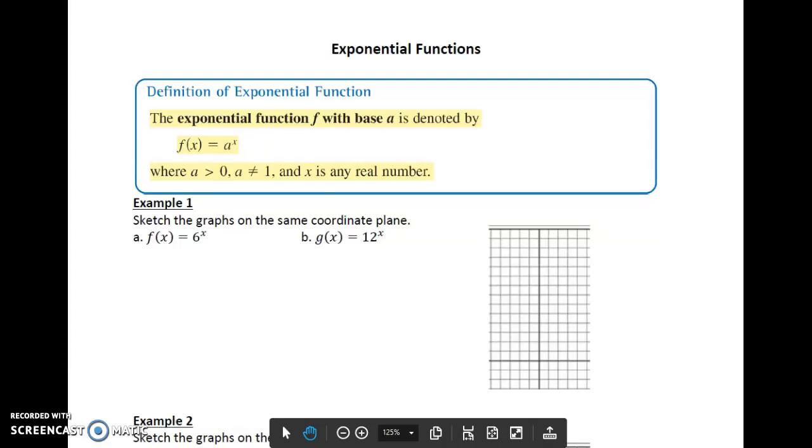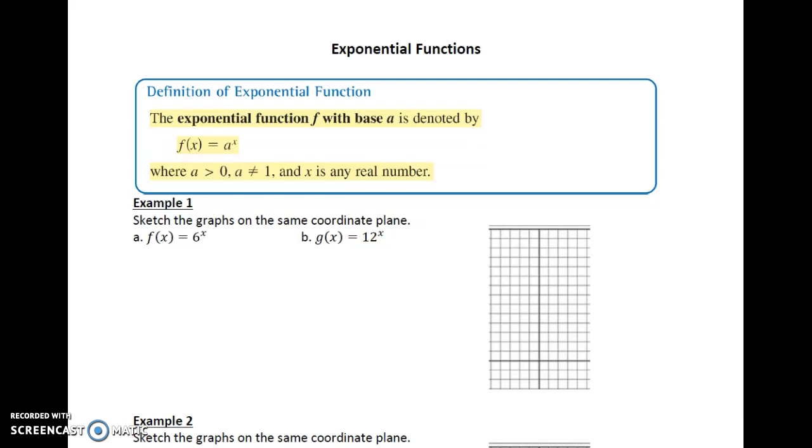Hi guys, we are starting a brand new unit. This is still considered a review unit. We will be talking about exponential functions and logarithmic functions. First, let's go ahead and get started with exponential functions.